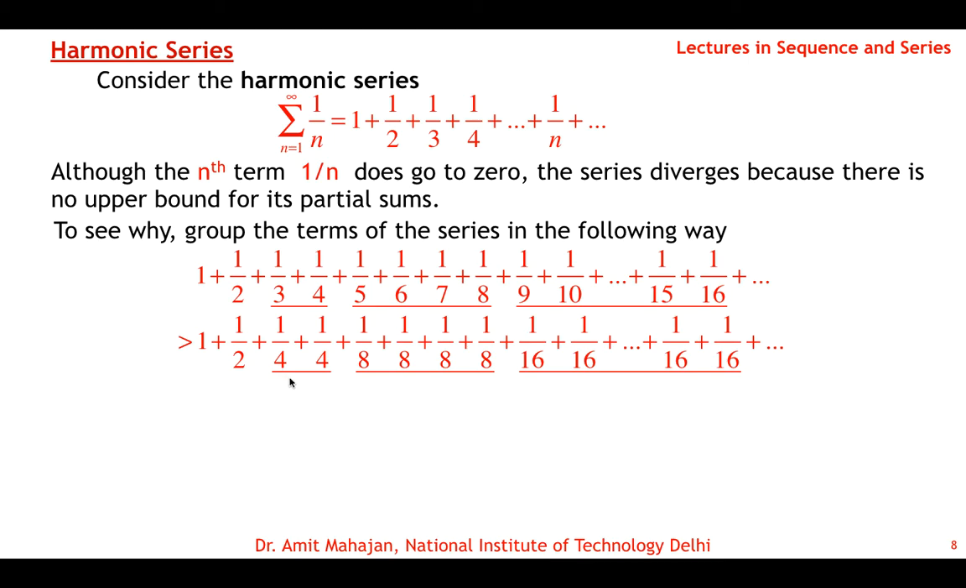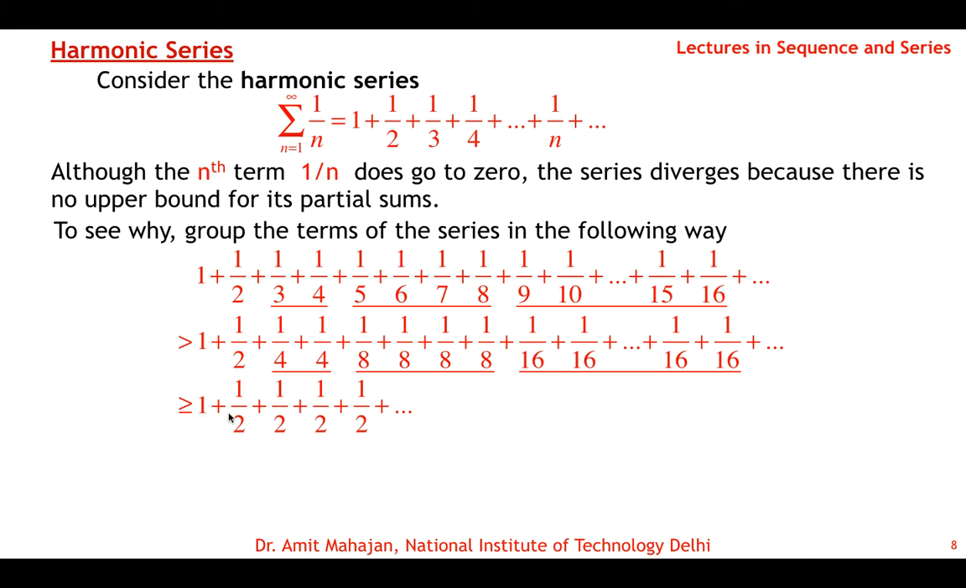So what you see here is that the sum of these two will be 2 times 1 by 4, which is half. These are 4 terms of 1 by 8, so it will be 4 times 1 by 8, which is half. So the sum of these 4 terms is half. Similarly, these are 8 terms, so 8 times 1 by 16, so the sum of these 8 terms is again half. For the next terms, the sum will again be half, and so on. So this sum is greater than 1 plus half plus half plus half plus half plus so on.